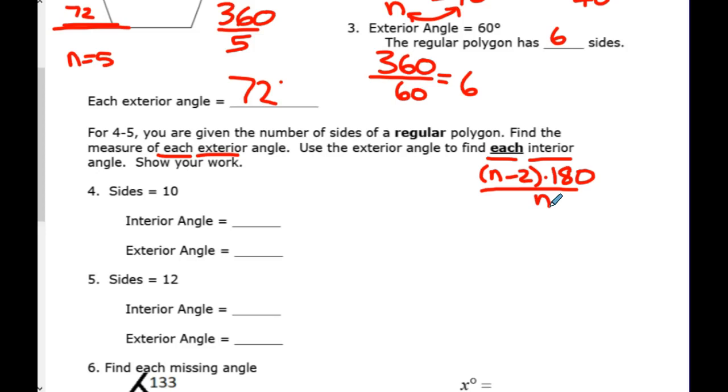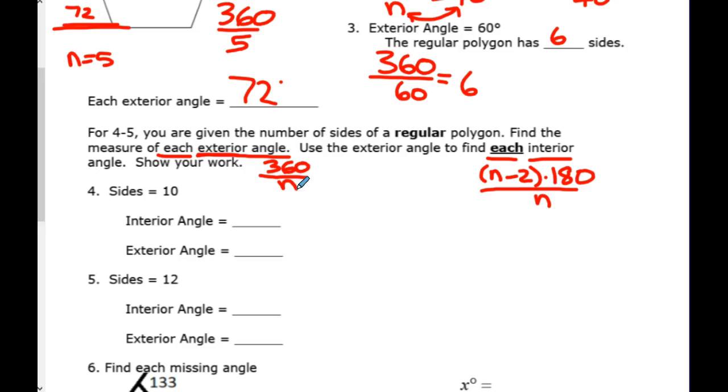Now, each exterior, what's that formula? 360 is the sum, so for each, it's over n. We used that on 1, 2, and 3 already. Good. So you could find one of them and then do the supplement of that, subtract from 180.